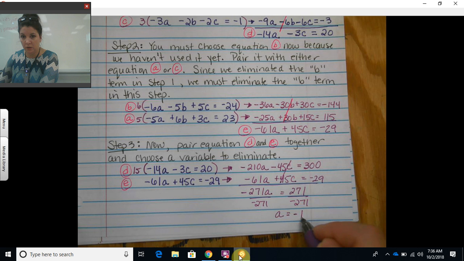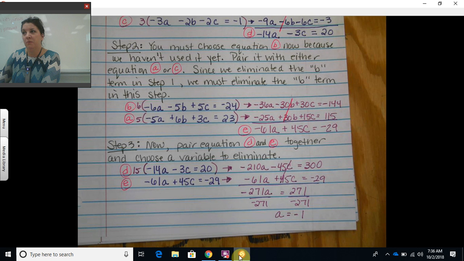So we know one variable. We have to know all three variables, right? So if I substitute a equals negative 1 back into equation a, b, or c, will I be able to solve for just one of the other variables to get a number?